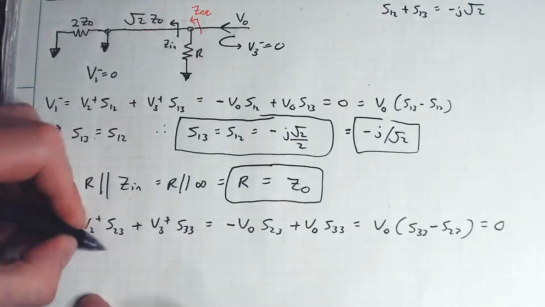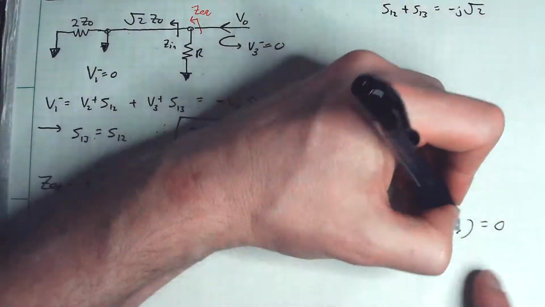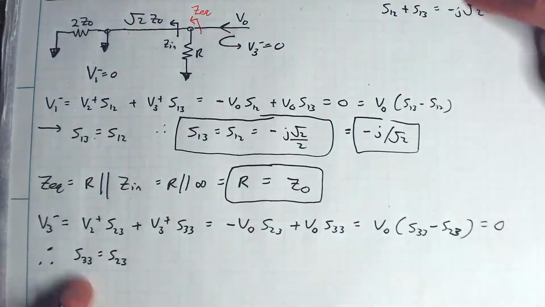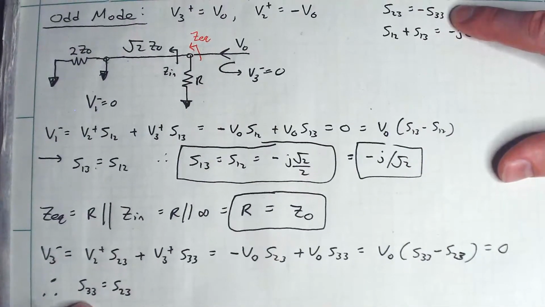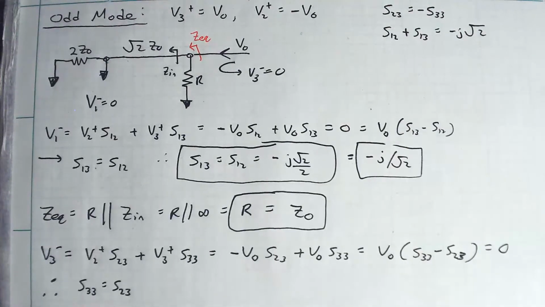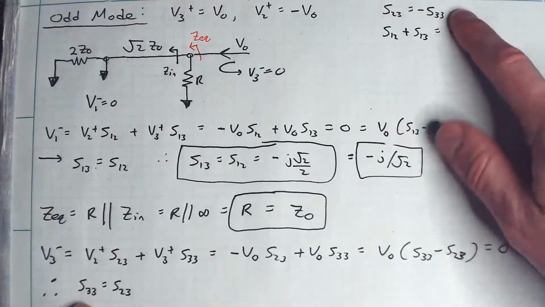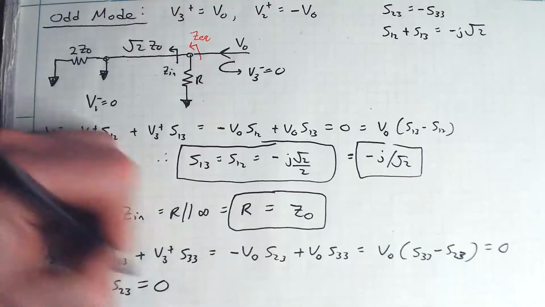Therefore, S33 is equal to S23. So now I have two equations here that have to be satisfied simultaneously. Let's squeeze them here. You notice S23 is equal to negative S33 and S23 is equal to positive S33. So the only way both of these expressions can be satisfied simultaneously is if they're all 0.